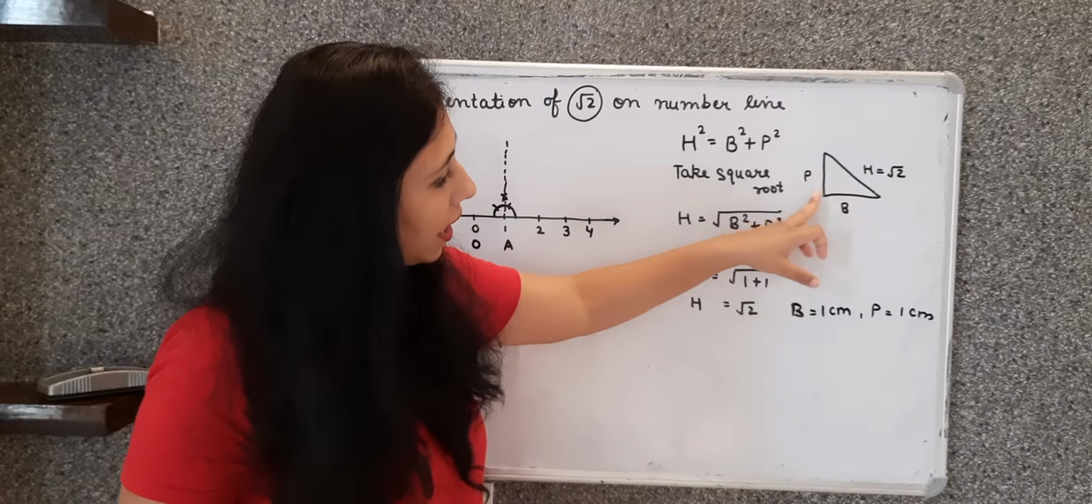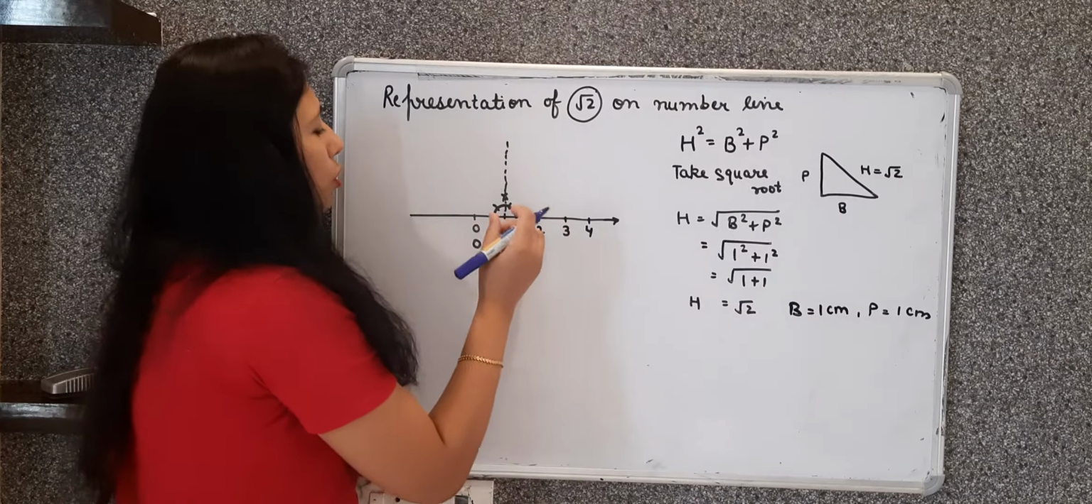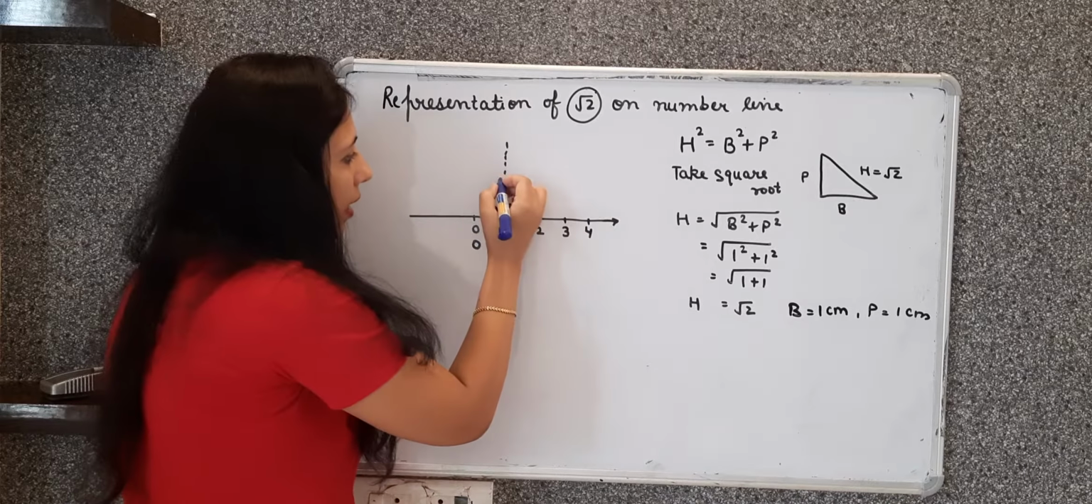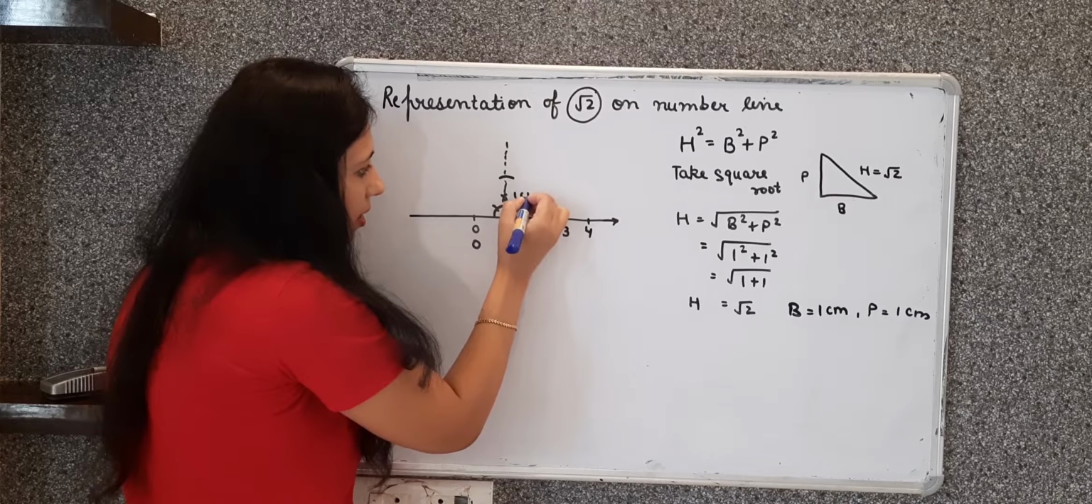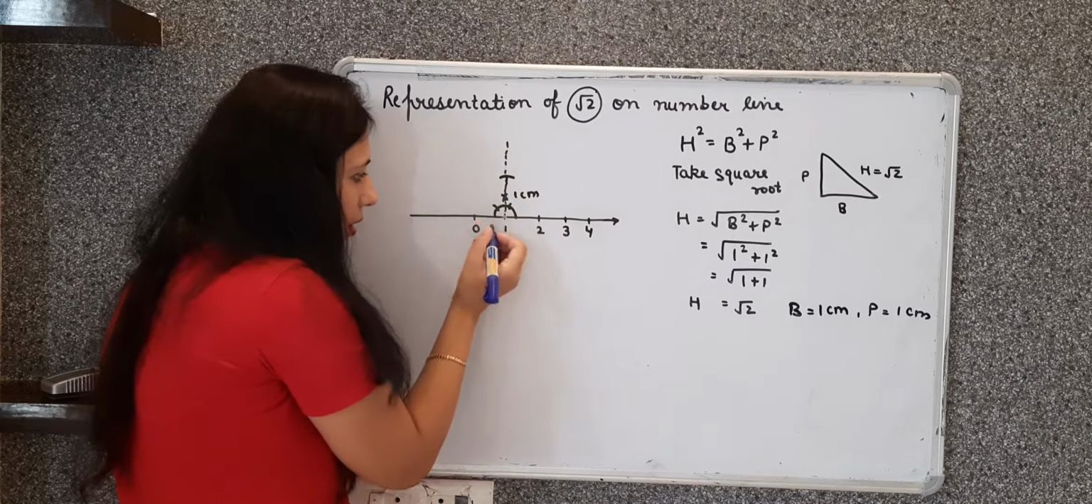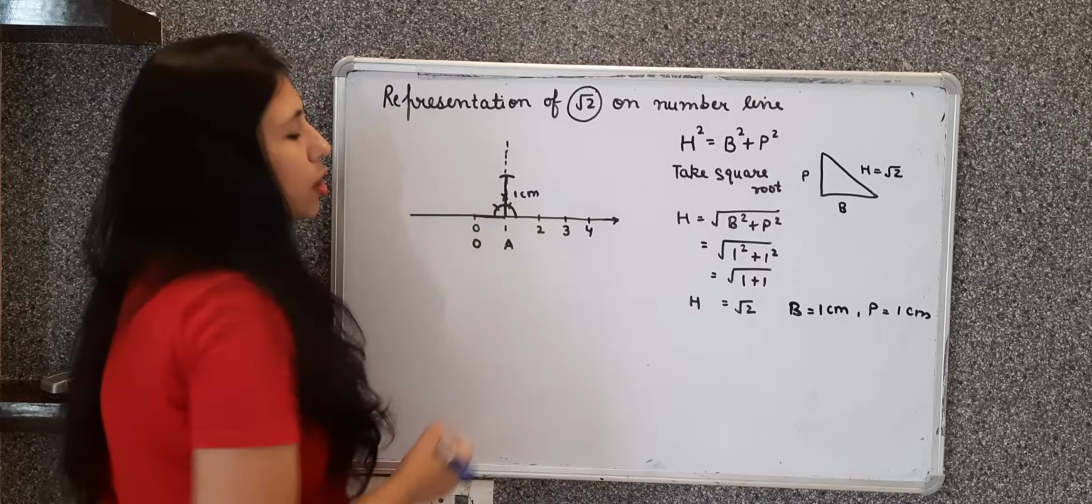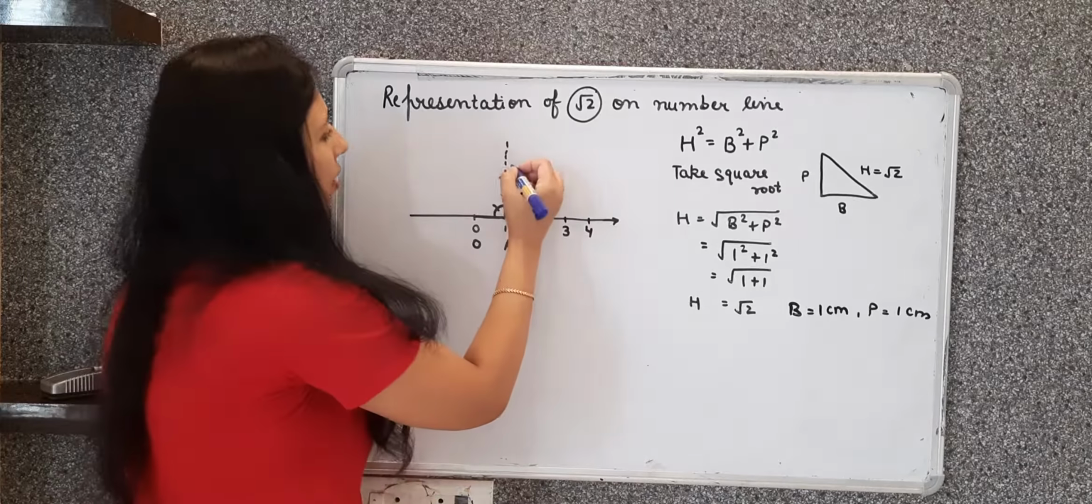What perpendicular? I need 1 centimeter. So I'll open my compass to 1 centimeter and draw an arc here like this. This will be a 1 centimeter gap. And this will be what? This is my base, 1 centimeter. This is my perpendicular, which is 1 centimeter. And give it the name B.